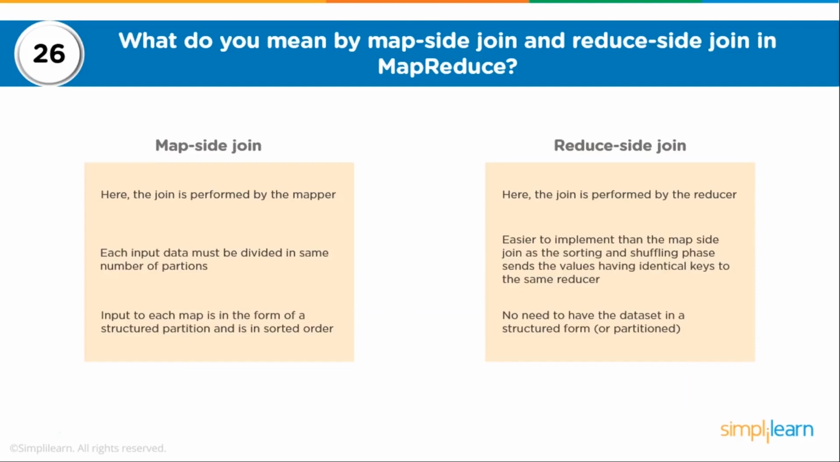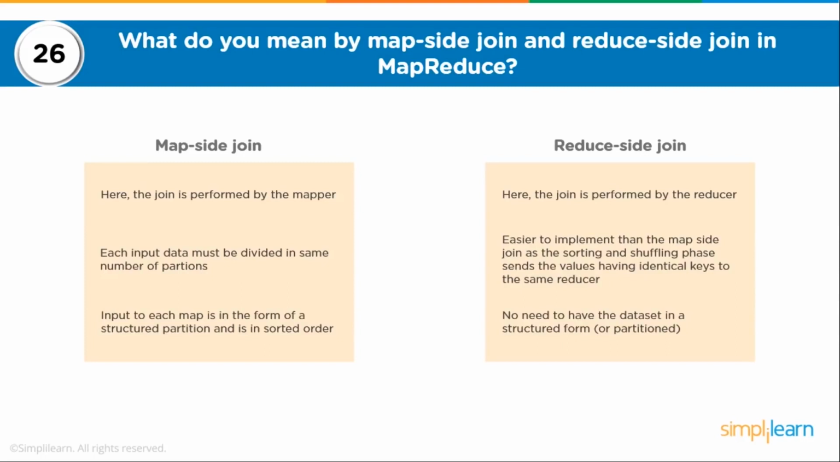Now, what is the difference, or what do you mean by map side join and reduce side join? Map side join is basically when the join is performed at the mapping phase, or is performed by the mapper. So each input data set which is being worked upon has to be divided into the same number of partitions. Input to each map is in the form of a structured partition and is in sorted order.